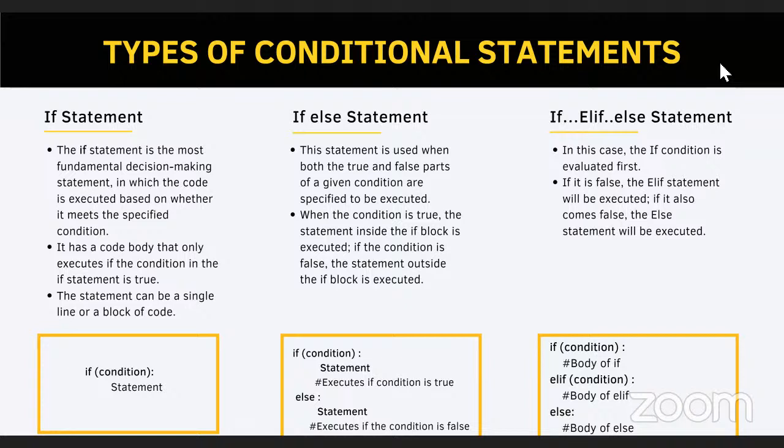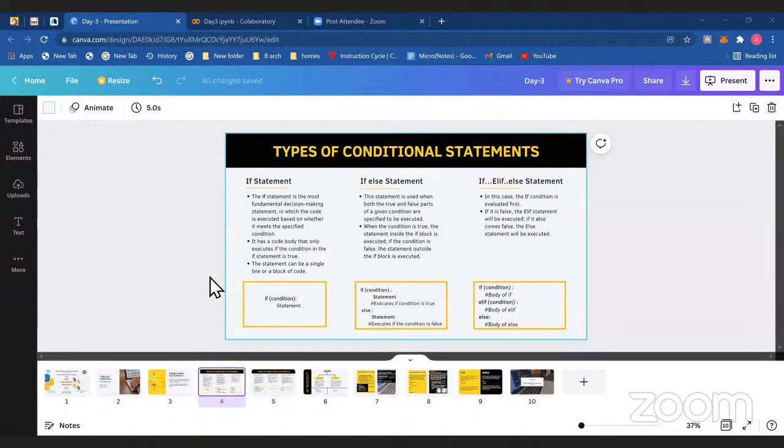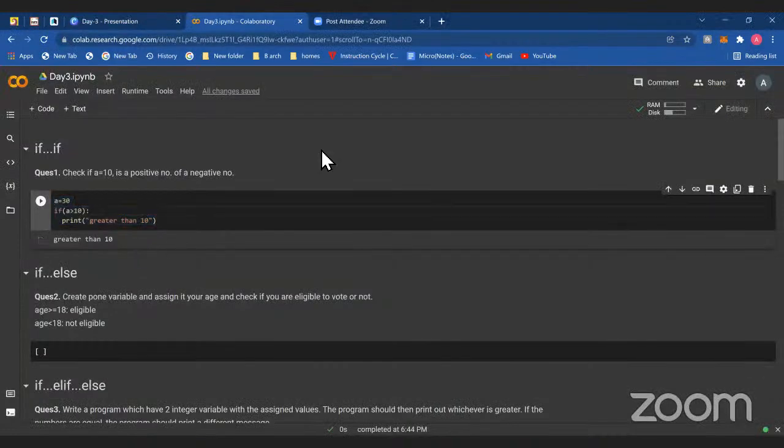So if is the keyword, and in parenthesis we will write our condition, just like the previous one. And if it is true, then only we will execute the statements below it. And if it is false, then we will execute the statements of the else block. So if our first condition is false, then we will go to the else block, and then we will execute the statements of the else block. We can start the practical now. Okay, so let's continue.